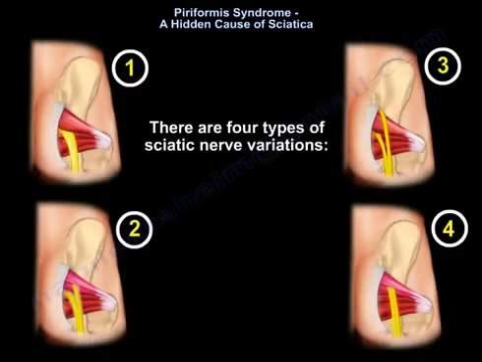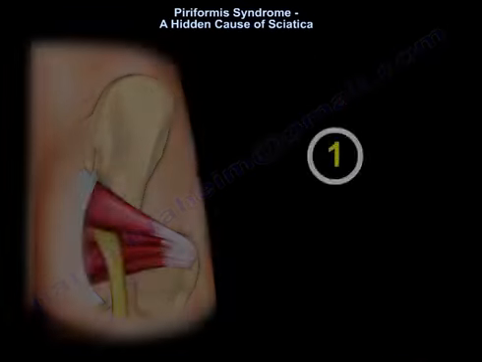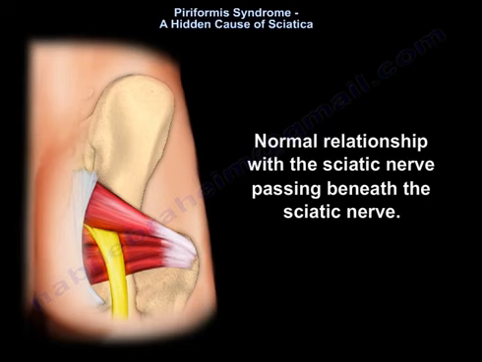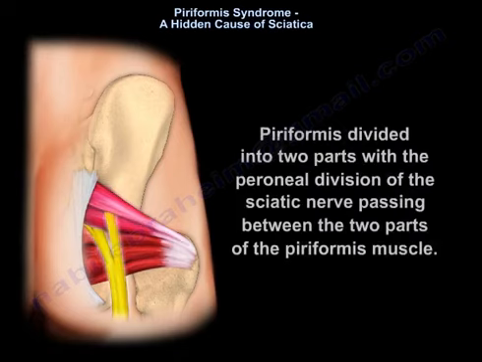These are the 4 types of variations. The normal relationship with the sciatic nerve passing beneath the piriformis muscle. The second variation, the piriformis is divided into 2 parts, with the peroneal division of the sciatic nerve passing between the 2 parts of the piriformis muscle.